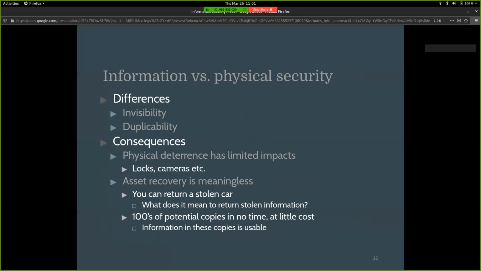So we've got some differences here. Consequences, when you're talking about a physical asset, you can have physical deterrents like locks, cameras, lights, sirens, sounds, all of those things to deter. But the asset recovery is much different. If your car is stolen, right? You can get the car back, but with duplicability being an issue, right? And someone's copied all of your data, recovering it doesn't mean anything because it could have been copied hundreds of times with hardly any cost, right?